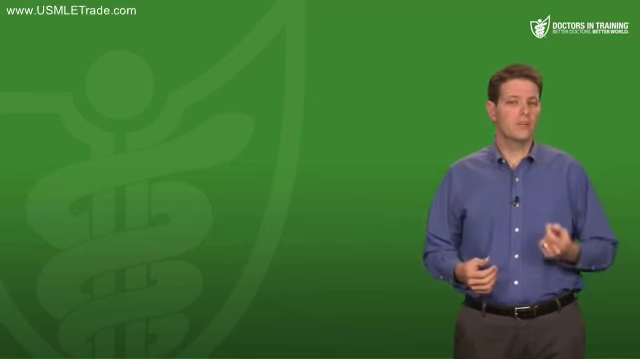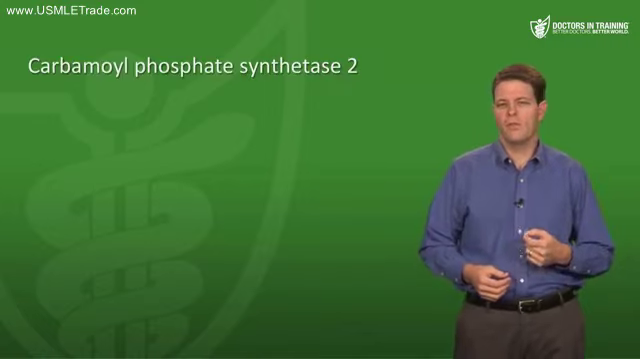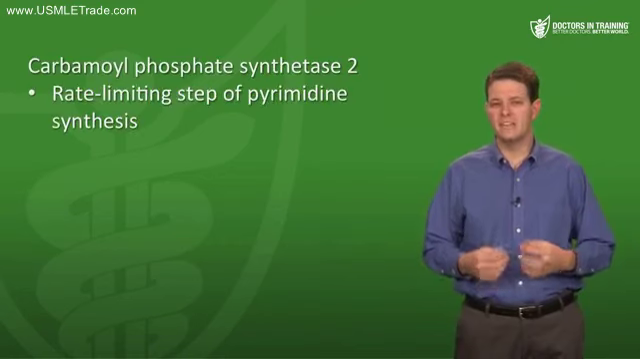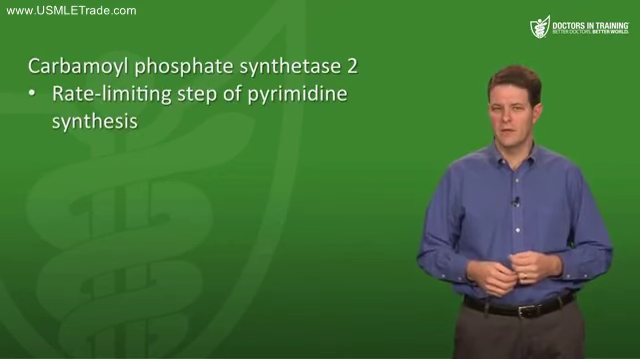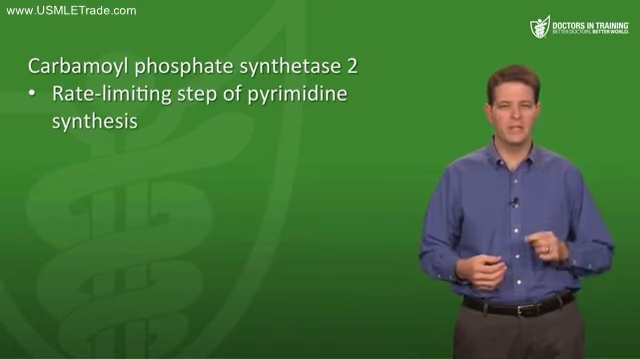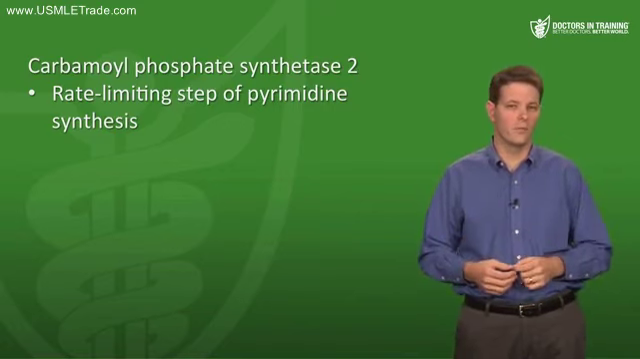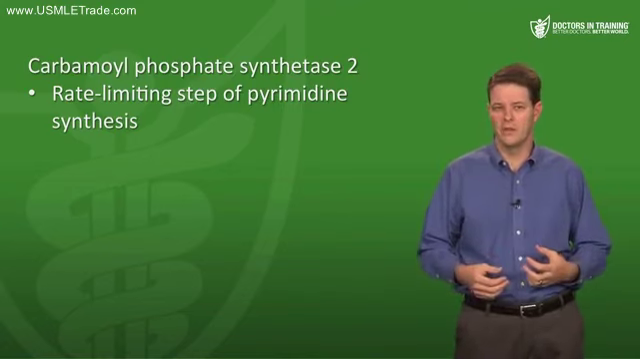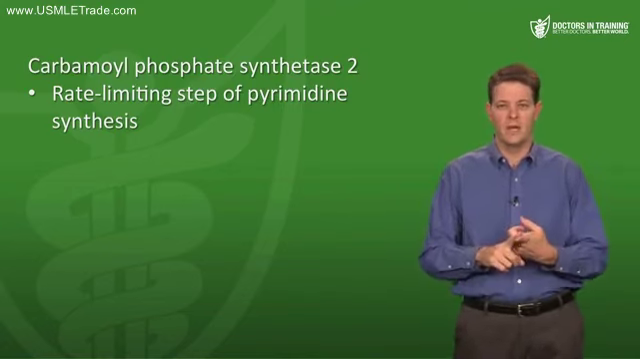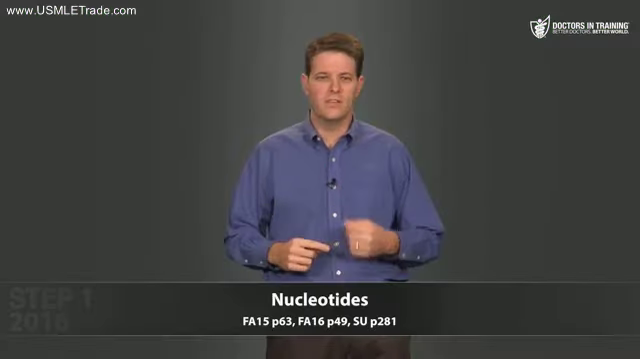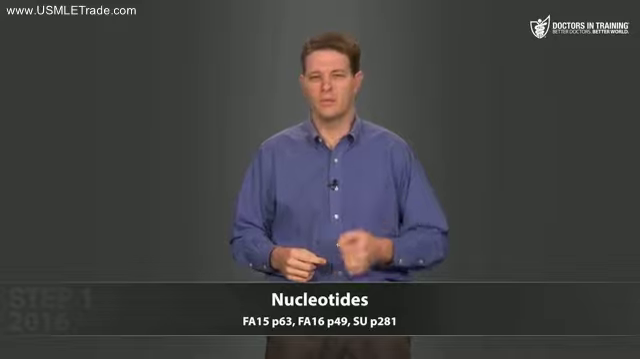The enzyme that makes carbamyl phosphate is called carbamyl phosphate synthetase 2, or CPS2. Now, this is the rate-limiting step of pyrimidine synthesis. Enzymes that catalyze rate-limiting steps are often very high yield for Step 1, so pay attention to those rate-limiting enzymes as we go along. That's much higher yield than memorizing entire biochemical pathways. So be sure you know the rate-limiting steps and you know any enzymes that are deficient in certain diseases. So CPS2 is the rate-limiting enzyme in pyrimidine synthesis.